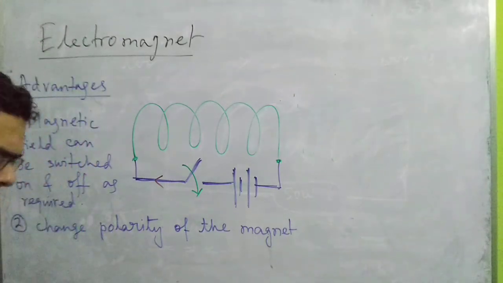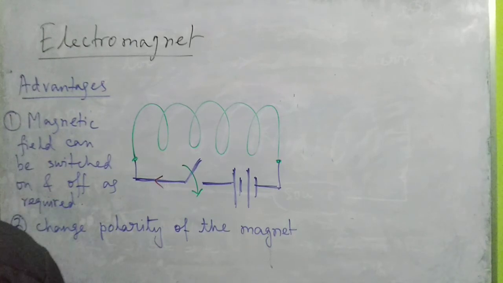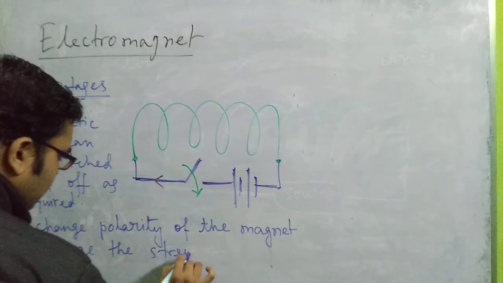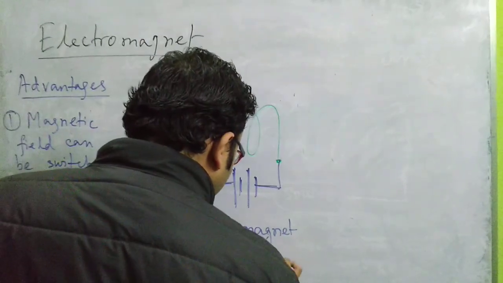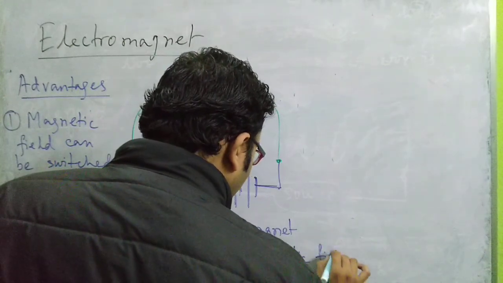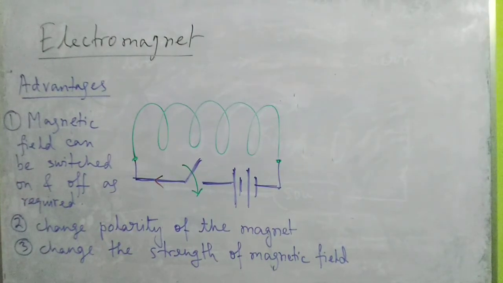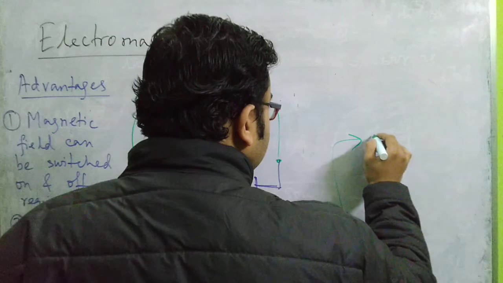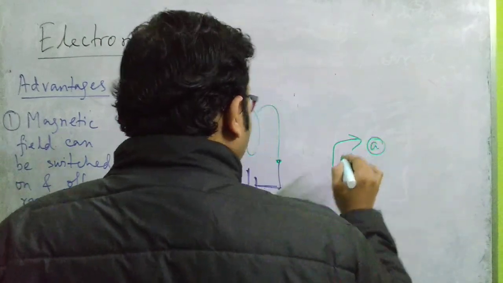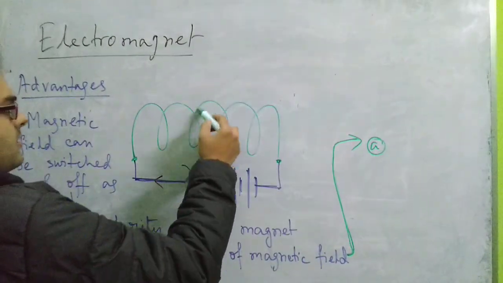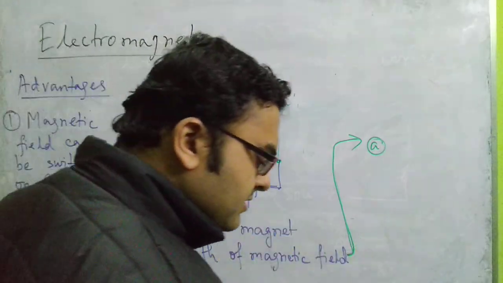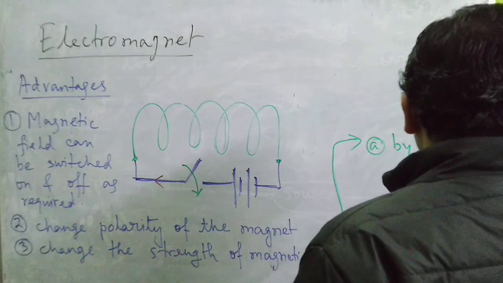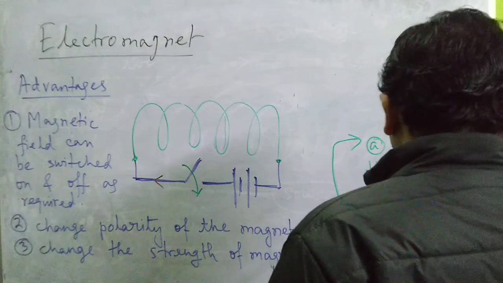Okay? And what is the third advantage of using an electromagnet? The third advantage is that you can change the strength of the magnetic field. Now, how can you change it? There are two ways. The first way is to increase the number of turns. These are the turns. If I increase the number of turns in a particular length, the strength of the magnetic field increases. So we can change the strength of the magnetic field by varying the number of turns.